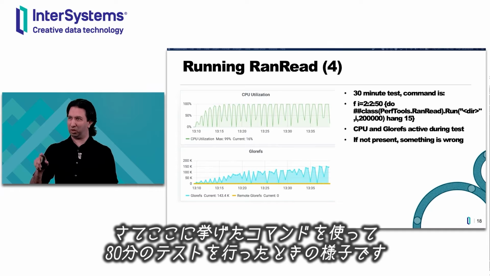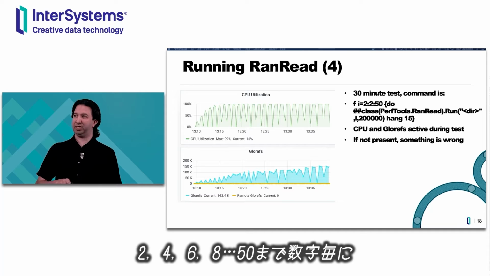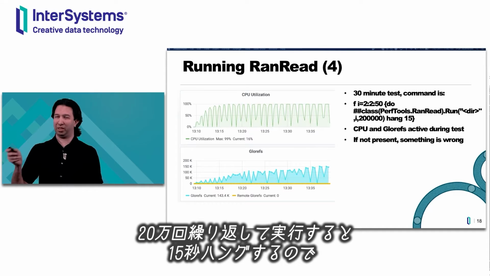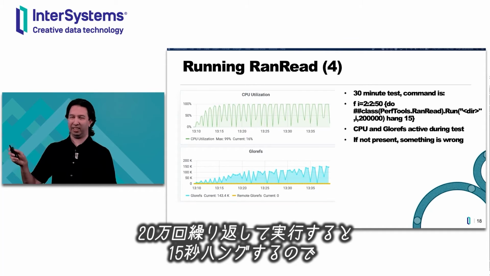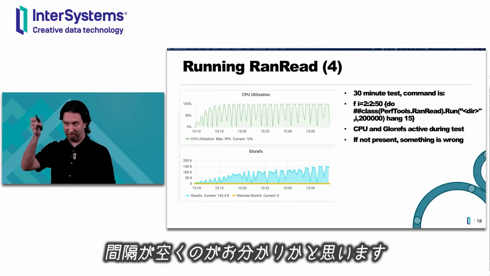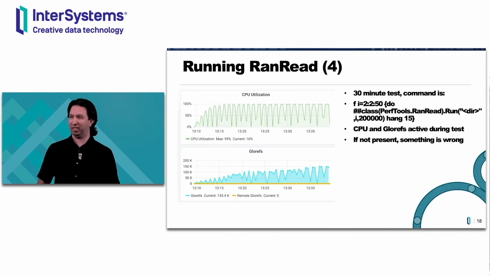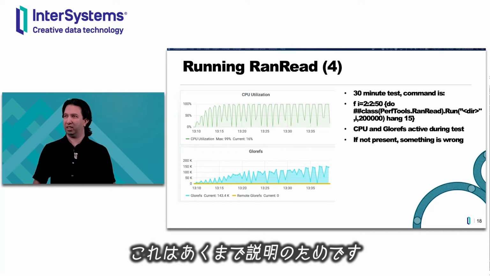Now, this is what it looks like when you're doing a 30-minute test that I ran with the command listed here. 2, 4, 6, 8, all the way up to 50 threads, for each number run with 200,000 iterations, and then hang for 15 seconds so you can see the spacing. You don't need to do the hang part if you don't want to. It was just for illustration purposes.